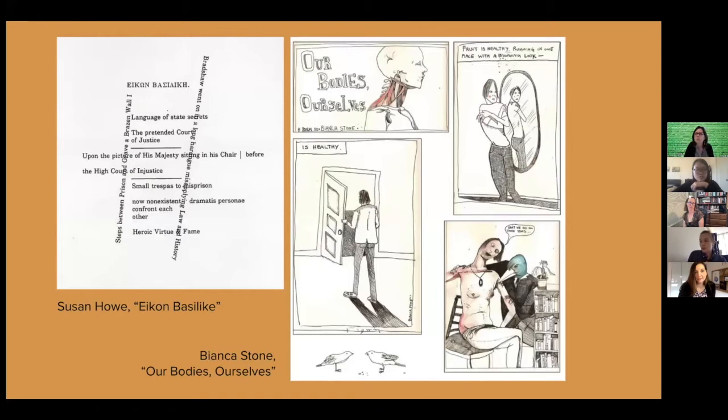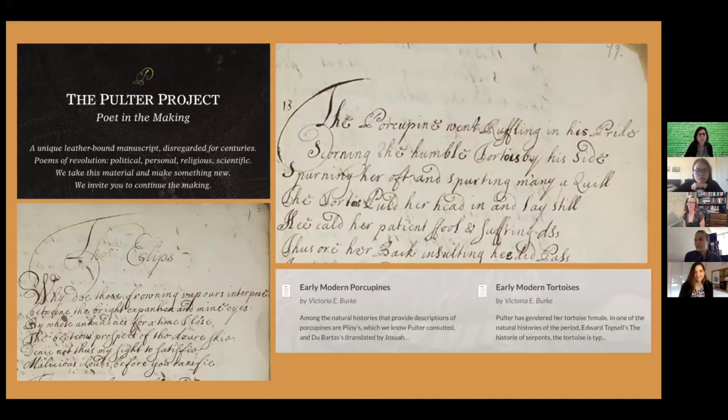As we turn to Pulter, the access that the Pulter Project provided to easily view her manuscript alongside the edited poems gave students another context in which to consider the visual dimensions of poetry, in this case by looking at the care and style put into the writing itself.